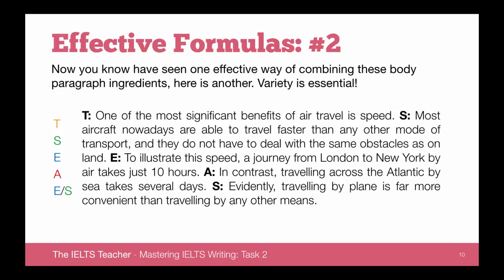Now the alternative is where we look at the opposite or the contrast to further support our point. How can we show how fast air travel is? Well, we can contrast it with a slower form of transport like boat. So in contrast, traveling across the Atlantic by sea takes several days. So, very clear contrast. And support that a little bit more, maybe a result. Evidently, traveling by plane is far more convenient than traveling by any other means.